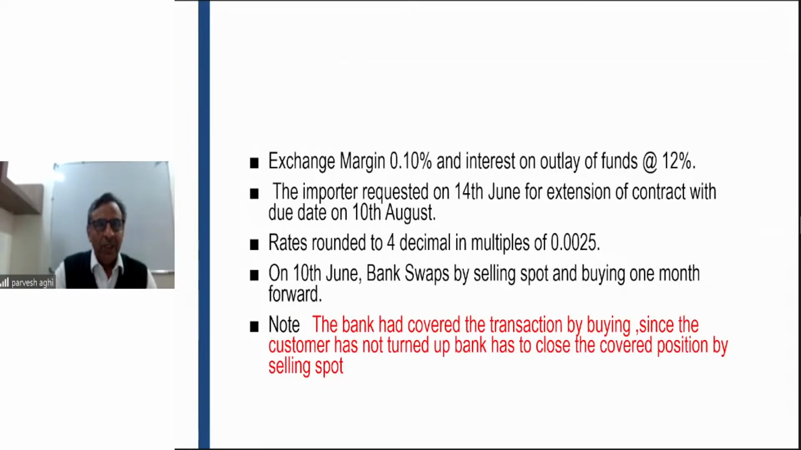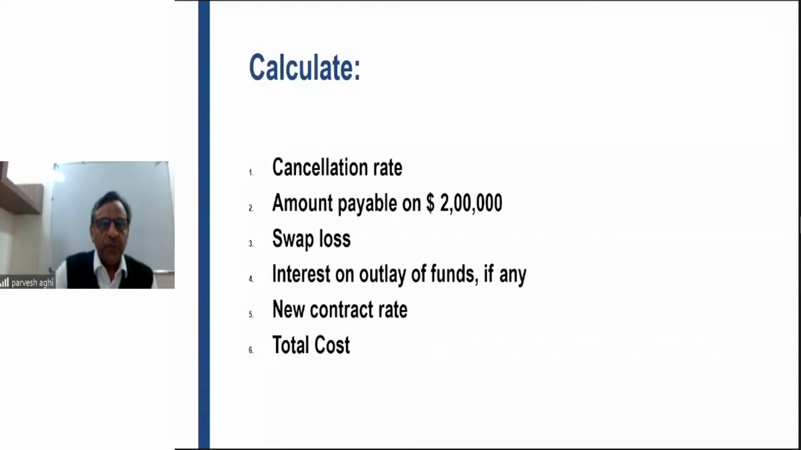So by selling spot. They have first bought, now they have to sell so that the covered contract gets over. Now, at the same time, they actually went and purchased 1 month forward. Of course, since you had not gone to the bank, the bank thought that you would come and need an extension. So in anticipation, they have entered into a contract in the forward market to buy. So the question is: calculate the cancellation rate, amount payable on $2 lakh, swap loss, interest on outlay of funds, if any, new contract rate, and total cost.